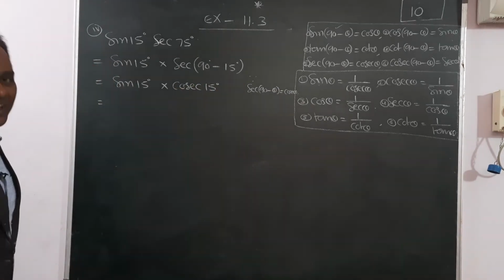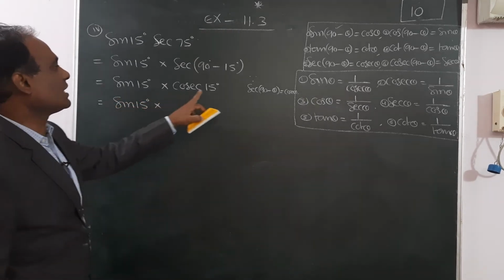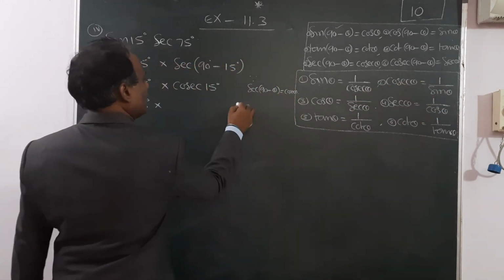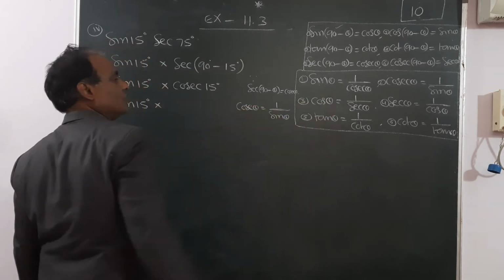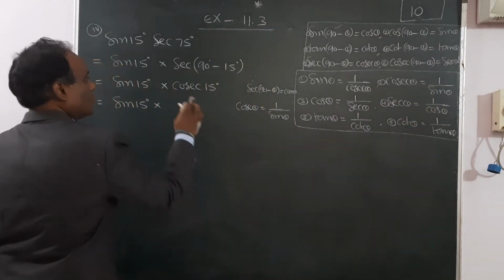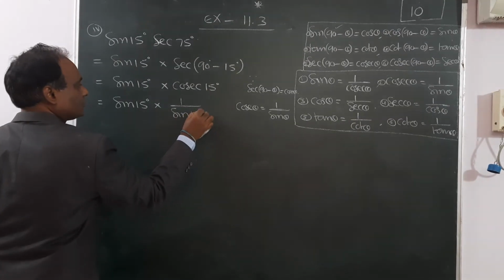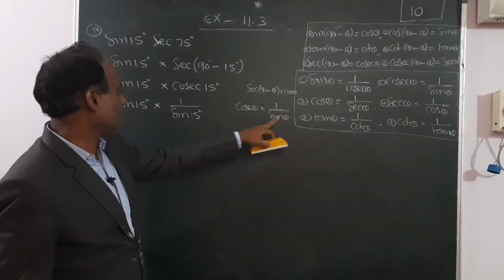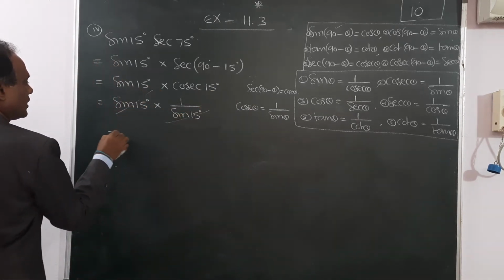How to further simplify? I can simplify like this. Sine into cosecant, and cosecant is equal to 1 by sine theta. That is the second formula in the second set. Cosecant is equal to 1 by sine, theta is 15 degrees. Sine 15 cancels. Answer is 1.